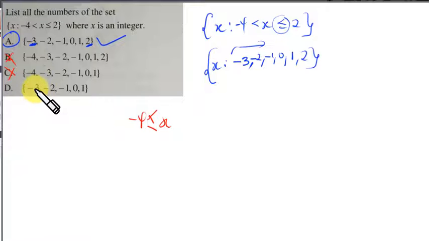The 3 stands to be an option because it begins with a -3, but the problem is here. The last one is x is less than or equal to. Because of the equal to sign, the 2 has to be included, but here it ends at the number 1, making this also not the correct answer. So we can't have this as the correct answer either. So the correct answer is A.